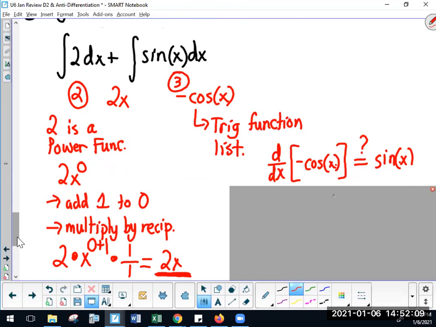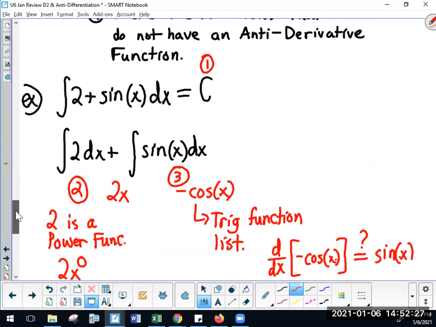If you take the derivative of negative cosine of x with respect to x, you have -1 times the derivative of cosine of x. The derivative of cosine of x is negative sine of x. -1 times -1 is positive sine of x. So, c plus 2x minus cosine of x.